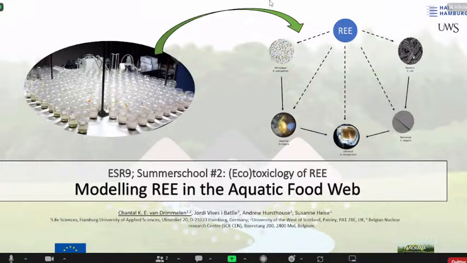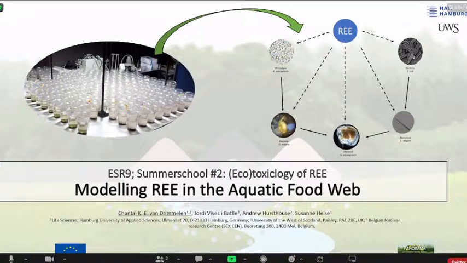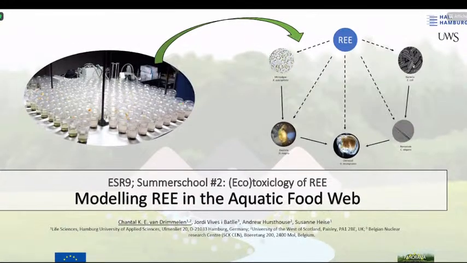Today I will be talking about modeling rare earth elements in the aquatic food web. I've decided to show this to you to also give you a perspective of how we could use ecotoxicological data in a different way instead of the standard bioassays we see. Special thanks to my co-author Jordi, who's from SCK CEN in Belgium, and he has been a great help and support for me. And I will walk you slowly through how we go from these kind of experiments to a food web model.